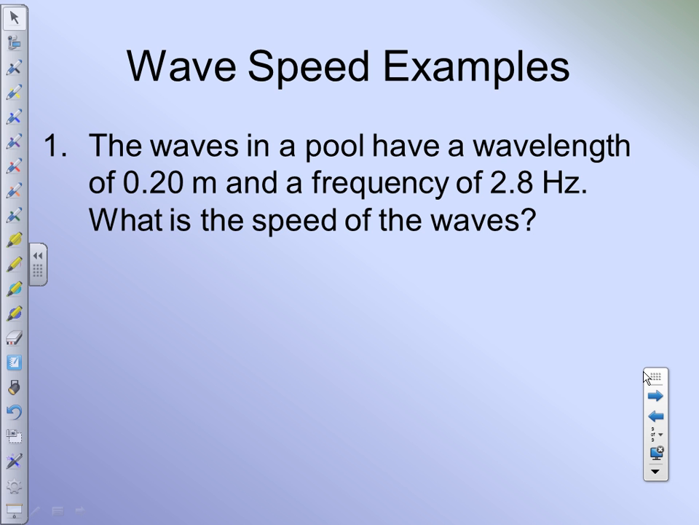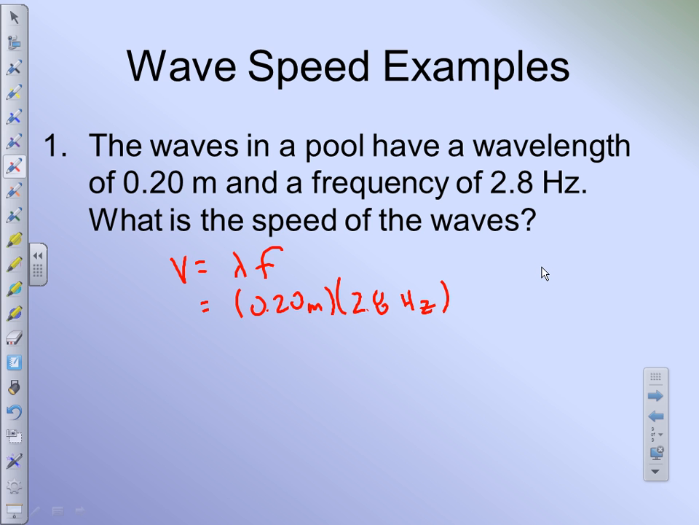So it says, waves in a pool have a wavelength of 0.20 meters and a frequency of 2.8 hertz. What is the speed of the wave? So we just talked about the idea that to get the speed of a wave, we can calculate it by taking the wavelength times the frequency. Now, from a unit standpoint, mathematically this isn't really hard, right? The wavelength 0.20 meters, and then it tells you that the frequency is 2.8 hertz.